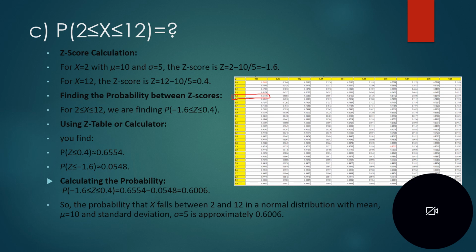So calculating the probability, P of minus 1.6 less than or equal to z, and z less than or equal to 0.4, is equal to 0.6554 minus 0.0548, which is equal to 0.6006. So the probability that x falls between 2 and 12 in a normal distribution with mean mu equal to 10 and standard deviation sigma equal to 5 is approximately 0.6006.